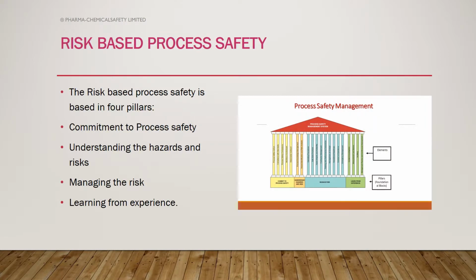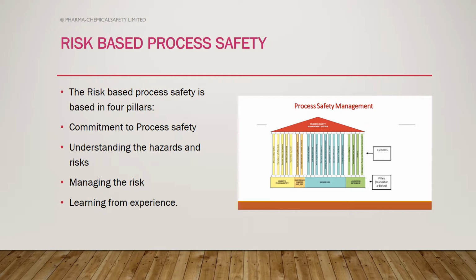So I want to give you a brief description of risk-based process safety. It is well known as RBPS. The first pillar is commitment to process safety. How is the company going to commit to process safety? What policies do you have, what type of commitment do you have, how do you communicate that commitment to the rest of the company, and you need to make sure that the commitment is followed.